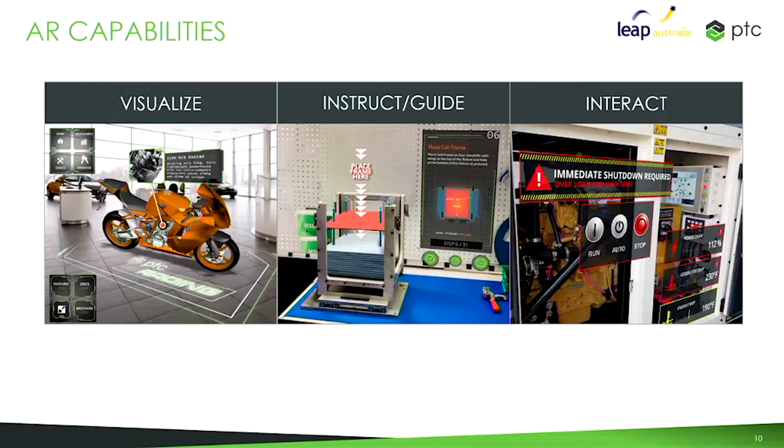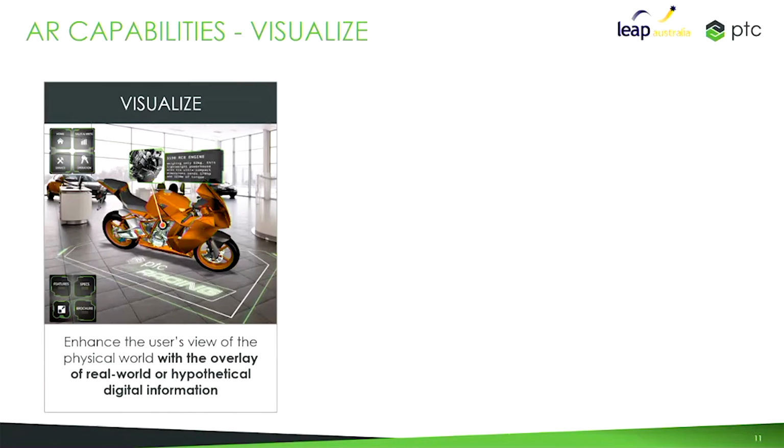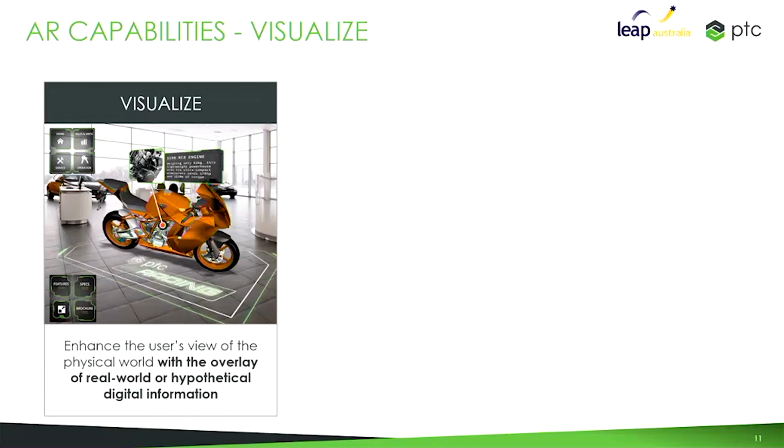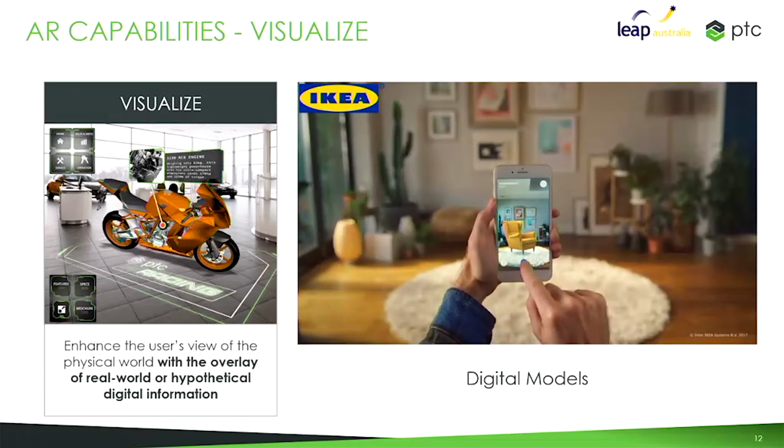So on the visualize side of things, it's really what AR is all about, taking computer-generated information and overlaying that in the real world, okay? So that could be viewing digital models. Okay, IKEA is a great example of this. Who's played with the IKEA Place app? Anyone? No? Okay. So IKEA's been doing AR for a really long time. Their latest version is this app. You go and download it.